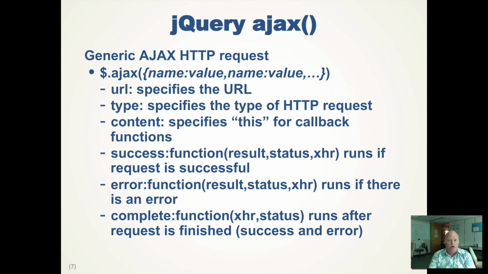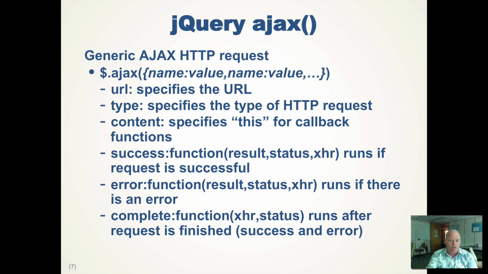So you supply the URL, the type of the request, and the context is the this for callback. So let's say you want to insert the data into a particular item, that would be your this. You have a success function that will run if the request is successful. You have an error function that will run if there's an error in the request. And then a complete function that will run every time, whether it's successful or an error. So it's a very flexible way of making HTTP requests.